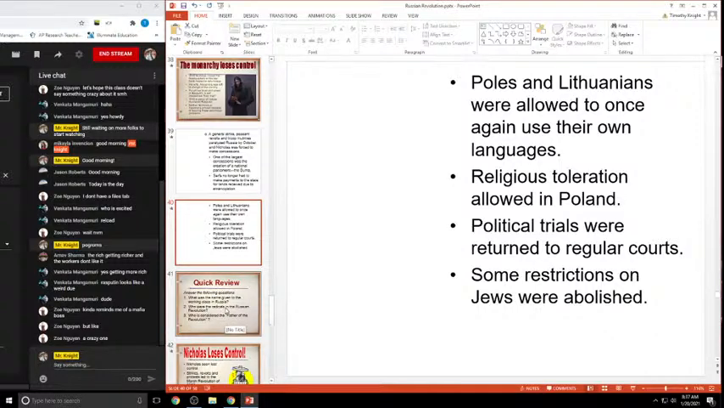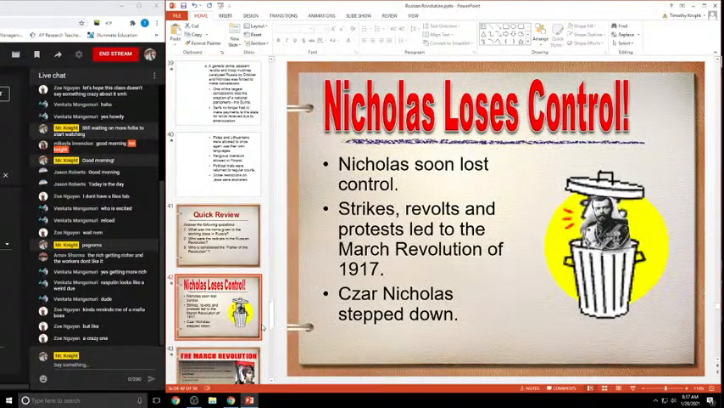Poles and Lithuanians were allowed to once again use their own languages. Religious toleration of Polish folks was allowed, who were largely Catholic or perhaps even Jewish. Political trials were returned to regular courts, and some of those restrictions on Jews were abolished during this time. But Nicholas was losing control.